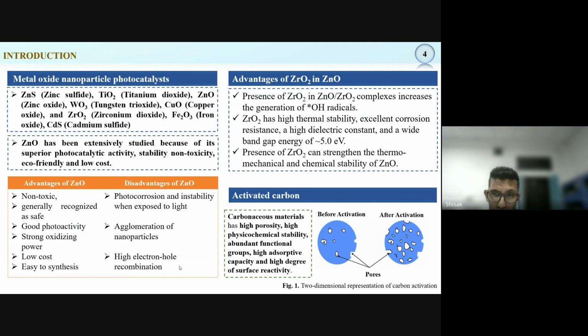So why have we used a supporting material? Because it effectively separates out the degenerate electrons from the holes, which is the main purpose, and it also helps to enhance the dispersion of zinc oxide species, thereby reducing the agglomeration present in the material. So these are the main reasons why we have used the supporting material. And activated carbon, because of its high porosity, high physicochemical stability, abundant functional groups, and so forth, helps to avoid those issues relevant to this nano photocatalyst.